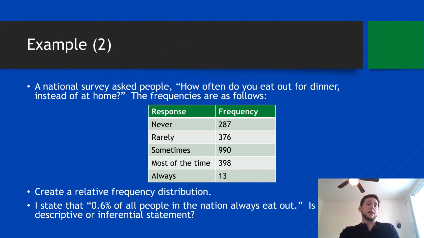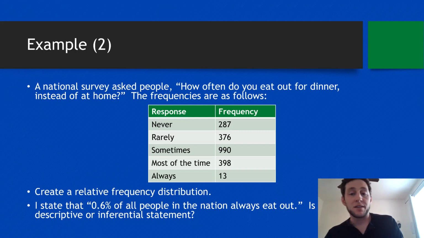Now let's go ahead and do this one right here. A national survey asked people, how often do you eat out for dinner instead of at home? The frequencies are as follows. So you can see on the left-hand side, we have responses, which is category of never, rarely, sometimes, most of the time, and always. Now on the right-hand side, we have frequencies. So we have the total number of people that voted for never was 287. The total people that voted for rarely was 376, and so on and so forth. First question, create a relative frequency distribution.